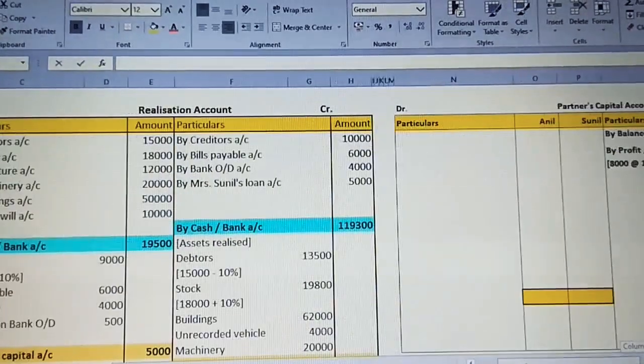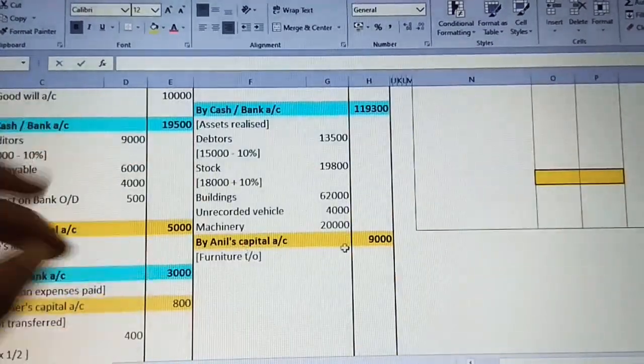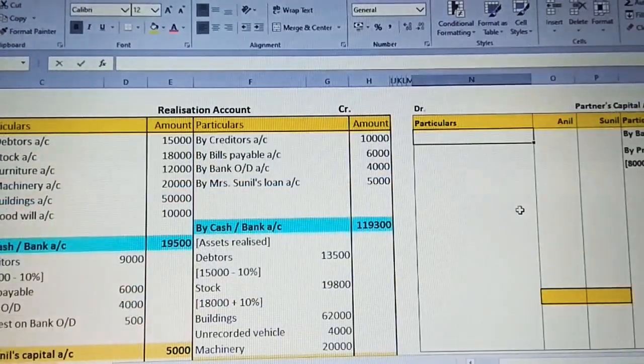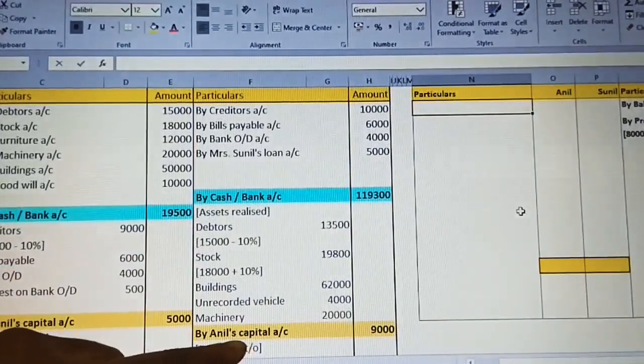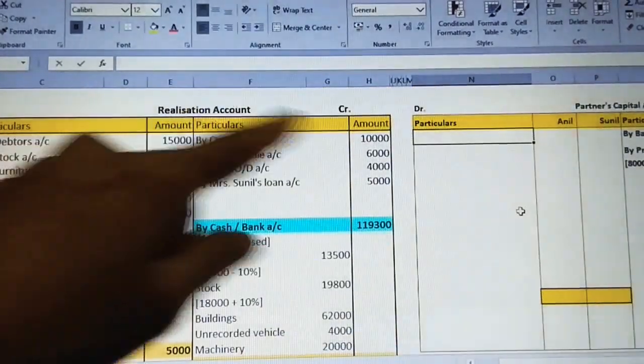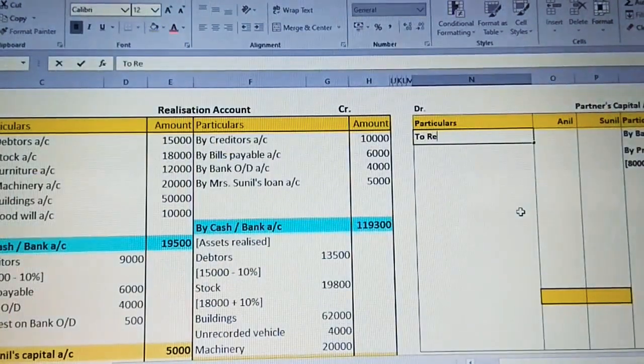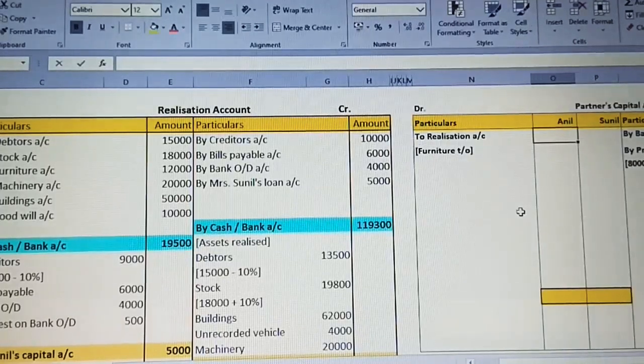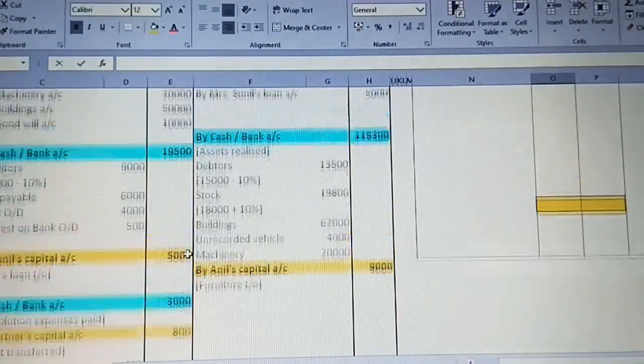Now just observe. On the credit side first, we have Anil's capital furniture taken over. So when you see this Anil's capital account here on the credit side, take the heading on the debit side. To realization account, what was taken over by him? Furniture taken over. And who took this? Anil took over. So what is the value of that furniture he took over? At 9,000. He took it at 9,000 over. Now on the credit side we have completed the part. Let us observe on the debit side.